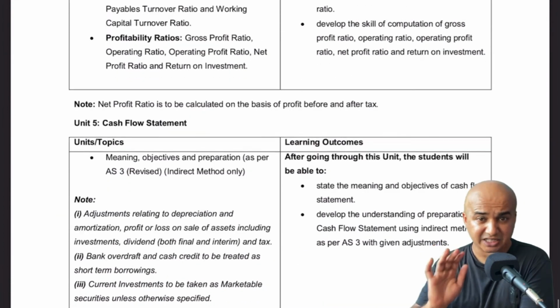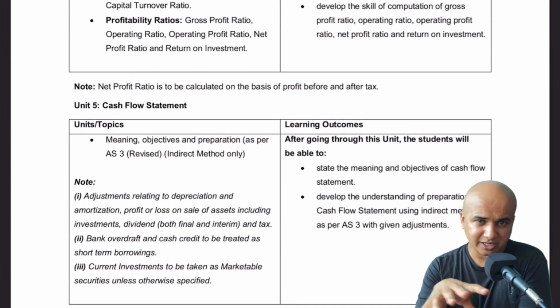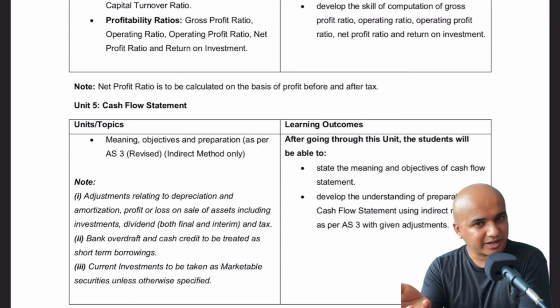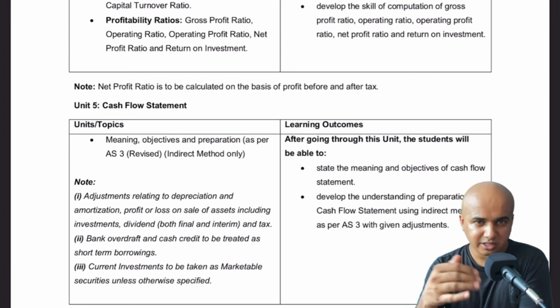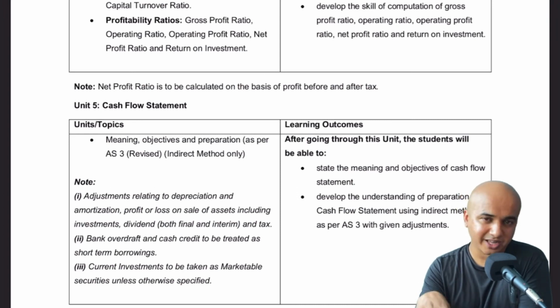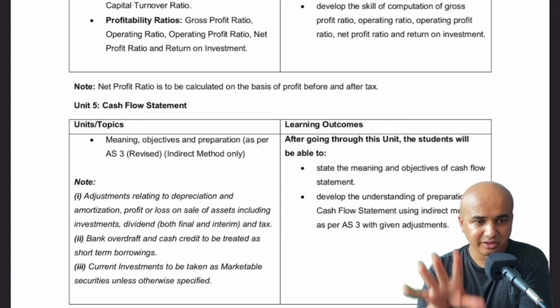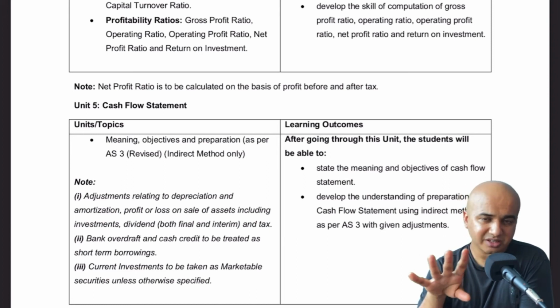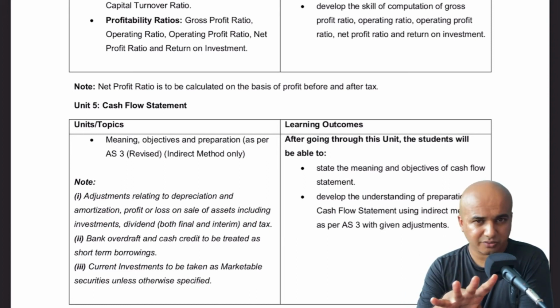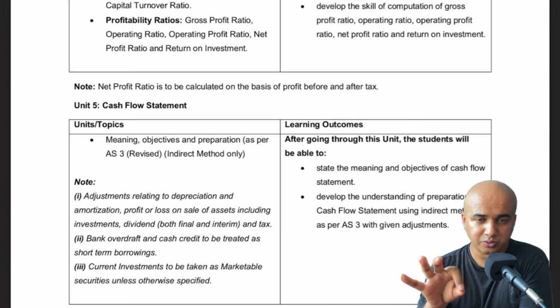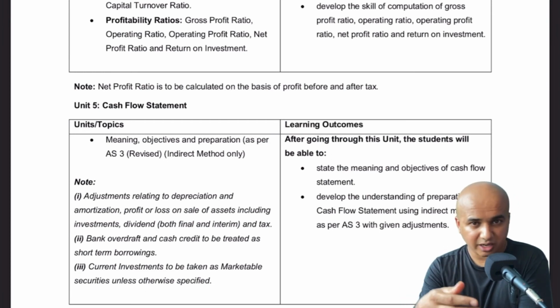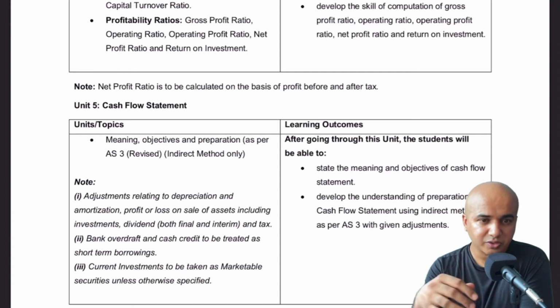Then finally we have the cash flow statement, and this cash flow statement has to be prepared as per the revised accounting standard 3, and we only look into the indirect method. If there is an indirect method, there is a direct method as well, but here our scope is restricted only to the indirect method as prescribed by accounting standard 3. Now this is the syllabus, just 5 units, and you will have to study these 5 units. As I said earlier, the bulk of the syllabus is concentrated in part A, 60 marks, and part B will fetch you 20 marks.